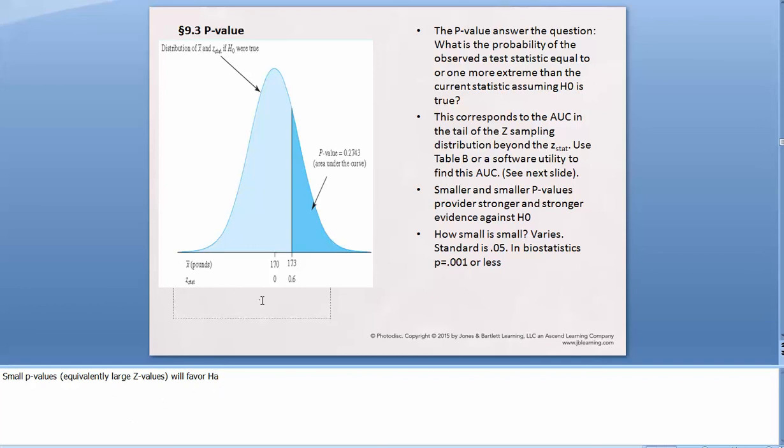Okay, now how small is small? It varies. The typical standard has been 0.05. In lots of software, the default is 0.05. But in biostatistics, we have to be more careful because we are dealing with people's health. So for the most part, it is 0.001, and it could even be less. There is another slide which gives you more details about what this p-value should be. All right, so let's go down to the next slide.